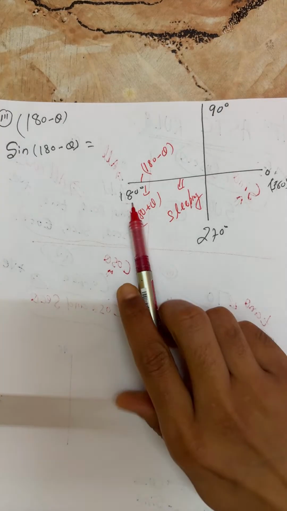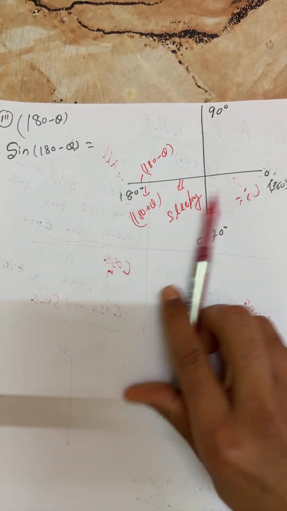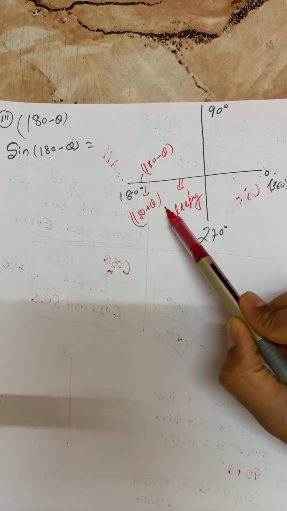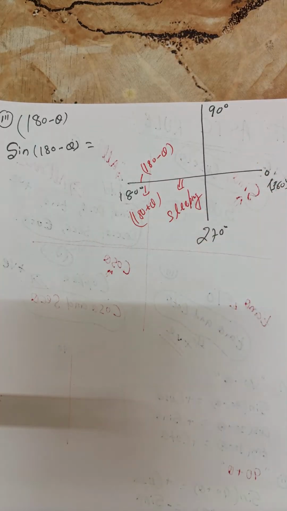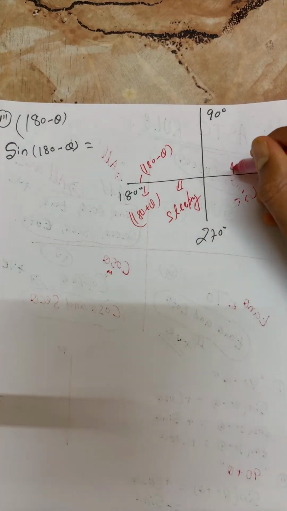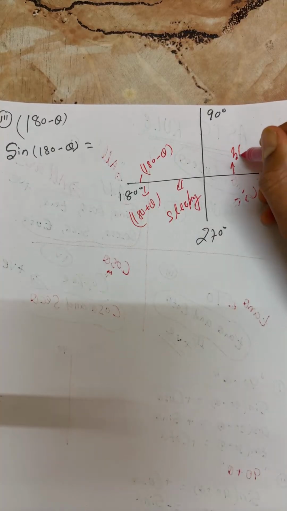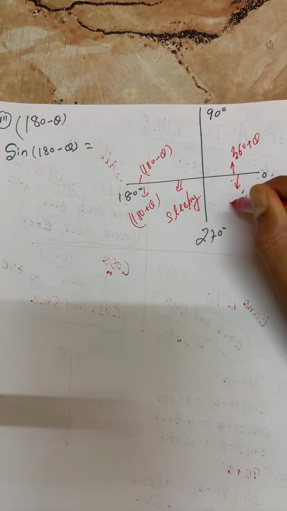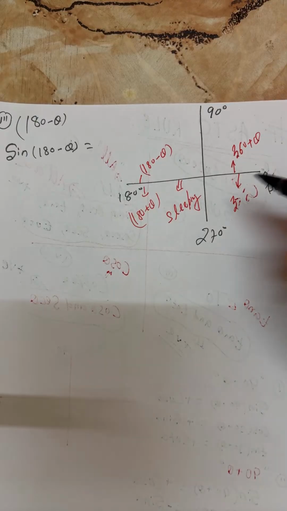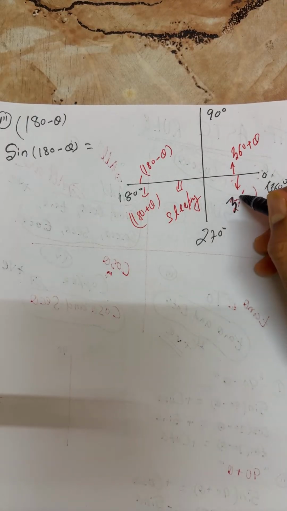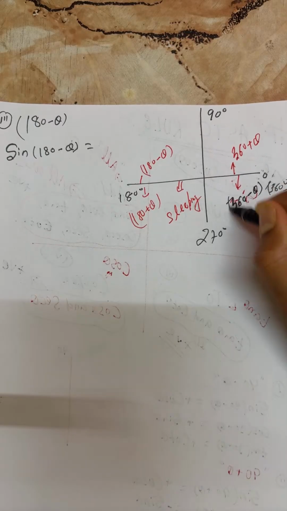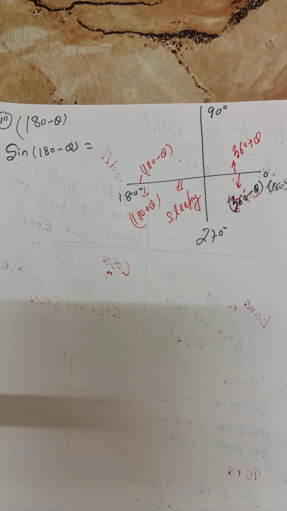Yes, beta. This is a sleeping line here, the horizontal line. You can treat it as a sleeping line. If any function has 180 minus theta or 180 plus theta, the function will not change. It will come as it is. Again here, students, you can say 360 plus theta, or 360 minus theta. The function will not change.